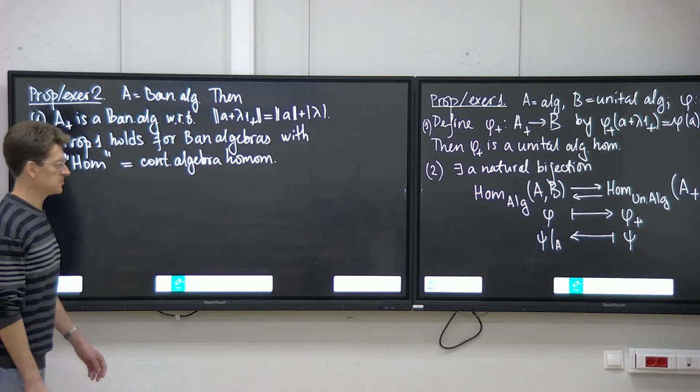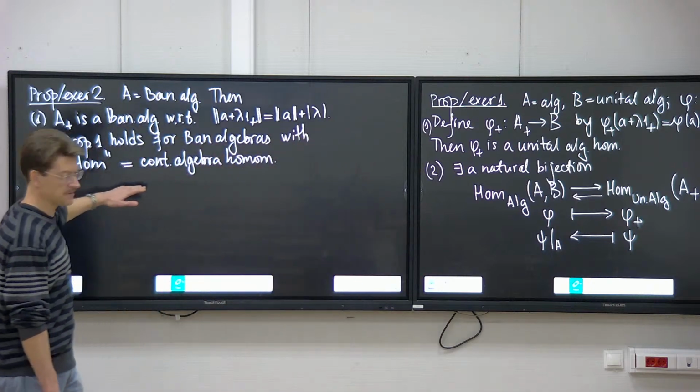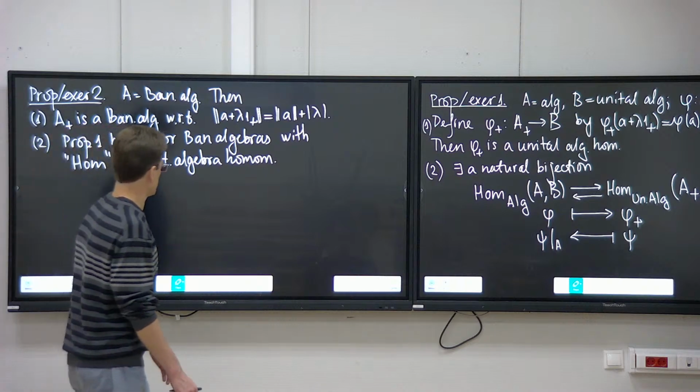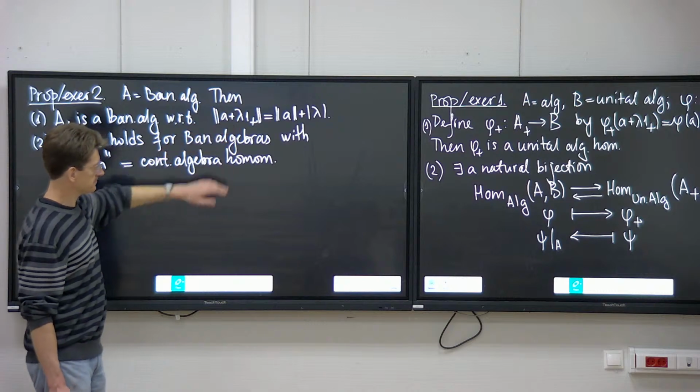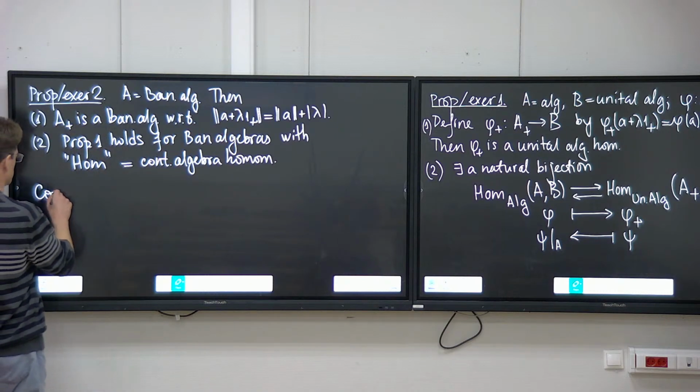So the universal property of the unitization explained here extends literally to the case of Banach algebras. This is more or less immediate from the definition of this norm. Okay, by the way, here's a simple corollary.